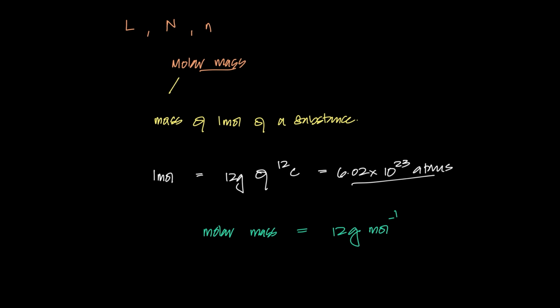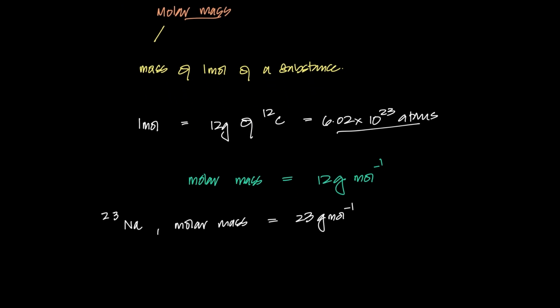In fact, if sodium is 23, you could say that the molar mass of sodium, meaning the mass of 1 mole of sodium, is 23 grams per mole. Now, it can apply to ionic compounds, covalent compounds, anything. It's the mass of 1 mole. It's the same thing as what you've probably been using as MR, but it is more appropriate to use the term molar mass.